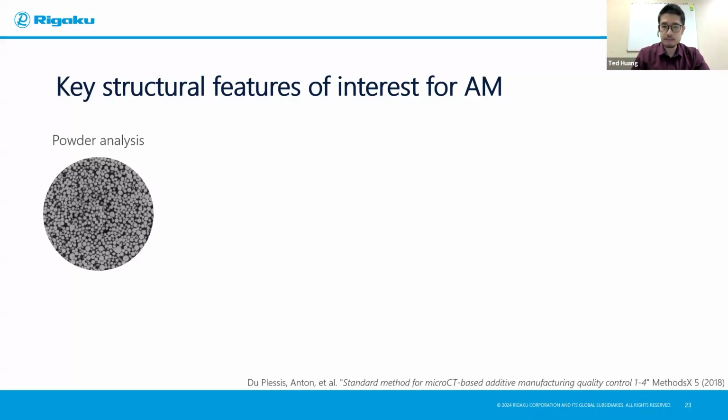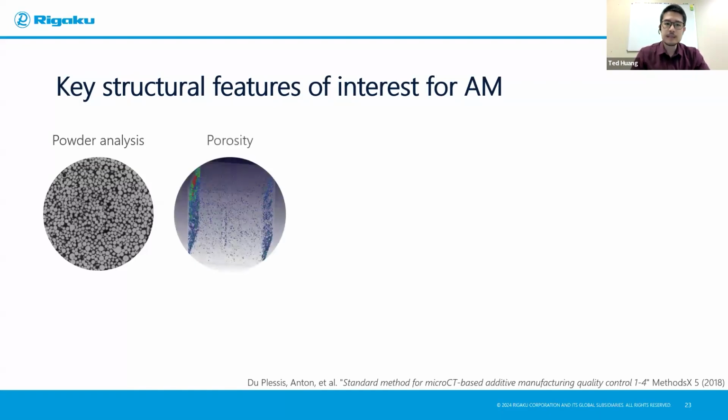First is powder analysis. Many of the 3D printing or additive manufacturing processes include powder. The powder quality affects how you print your product. So powder analysis is very popular. The second one is porosity analysis, because porosity can lead to cracks and structural weak points. And for both powder and porosity, you often would like to know how they are distributed and what their shape is, so you do some morphology analysis.